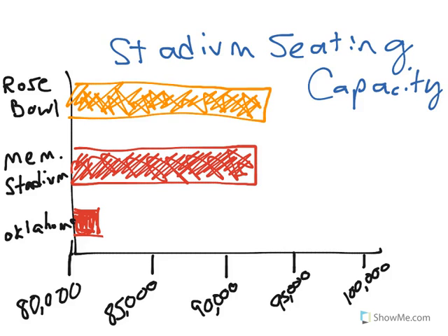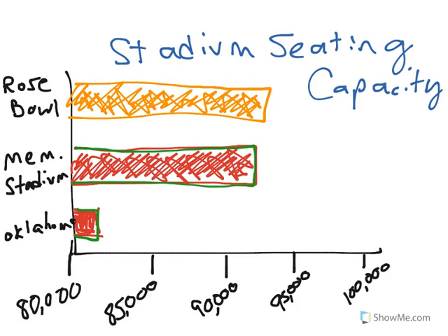This graph shows stadium seating capacity. It shows the Rose Bowl, Memorial Stadium in Lincoln, and Oklahoma's stadium, and what the capacity is. If we just looked at that graph, what's one conclusion we might accidentally come to? Look at Oklahoma Stadium right there. Its bar is only that big, but then look at Memorial Stadium's. It's this big.